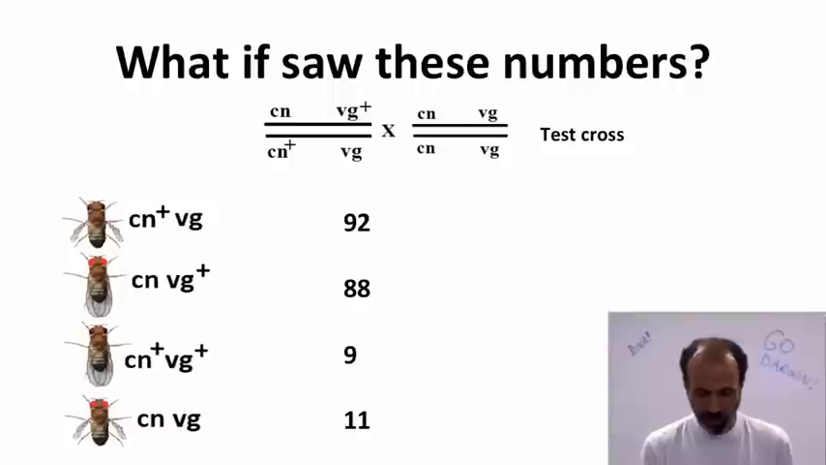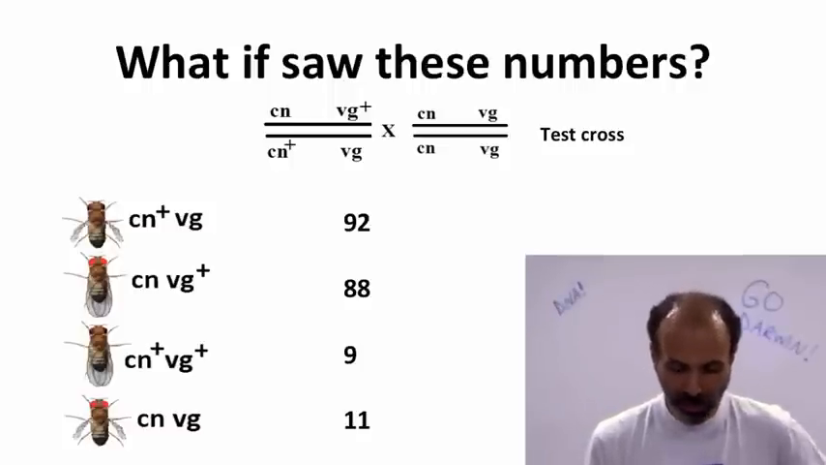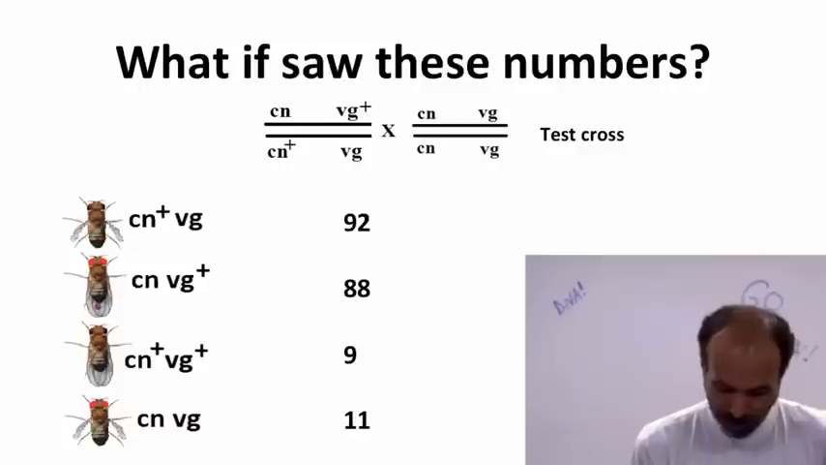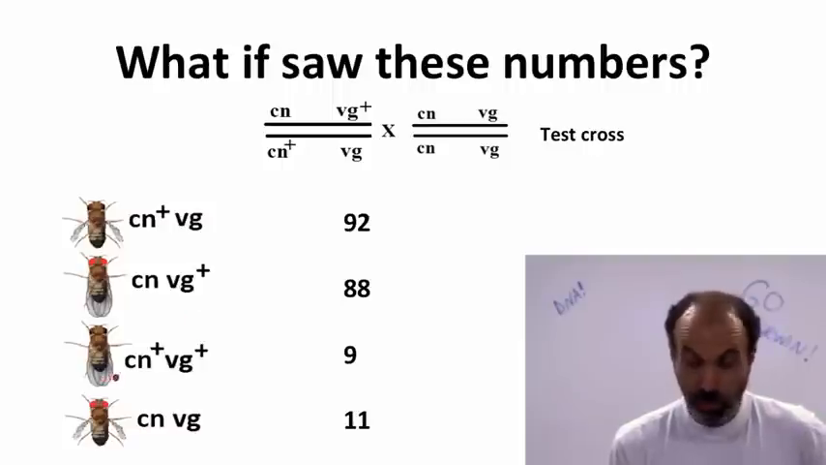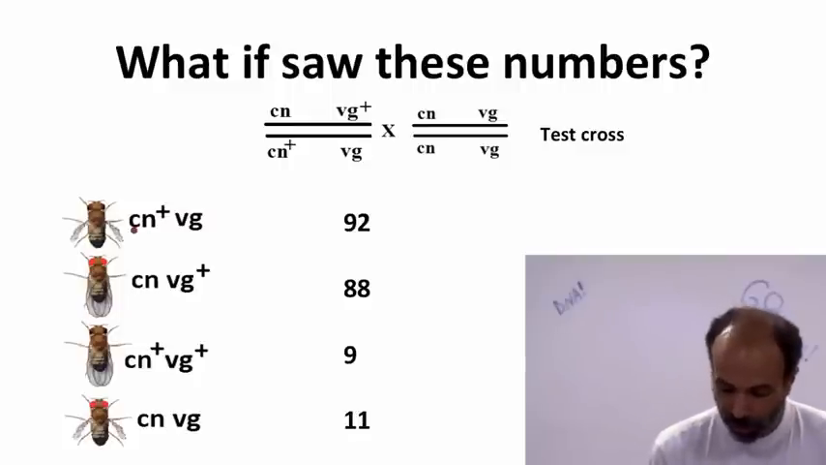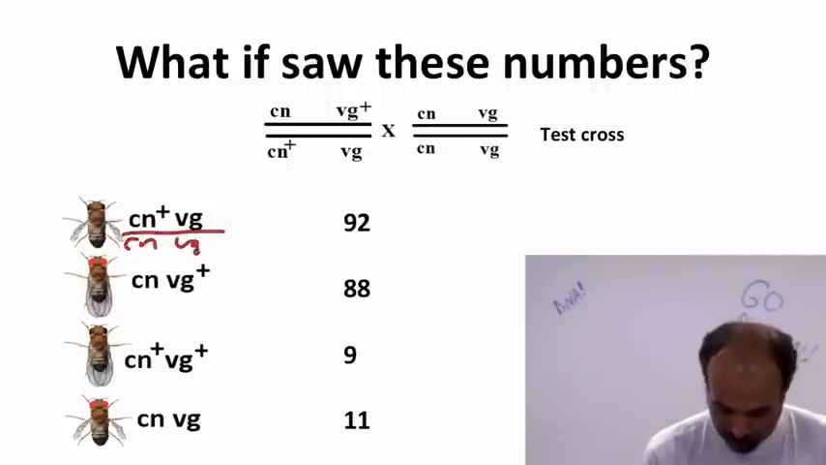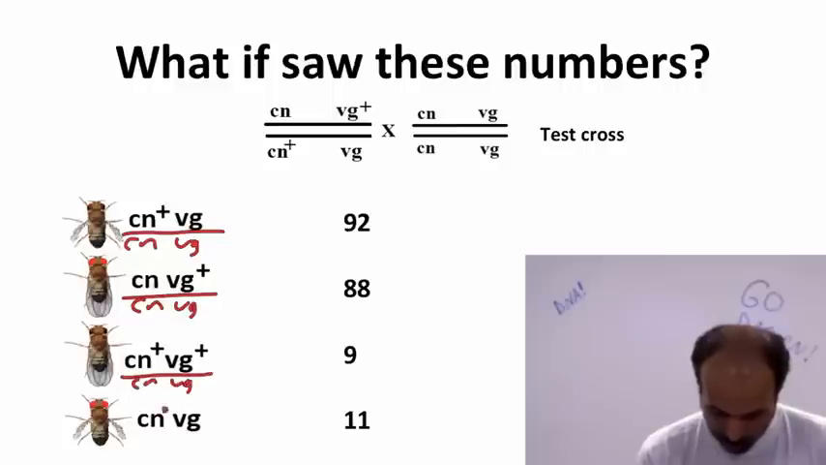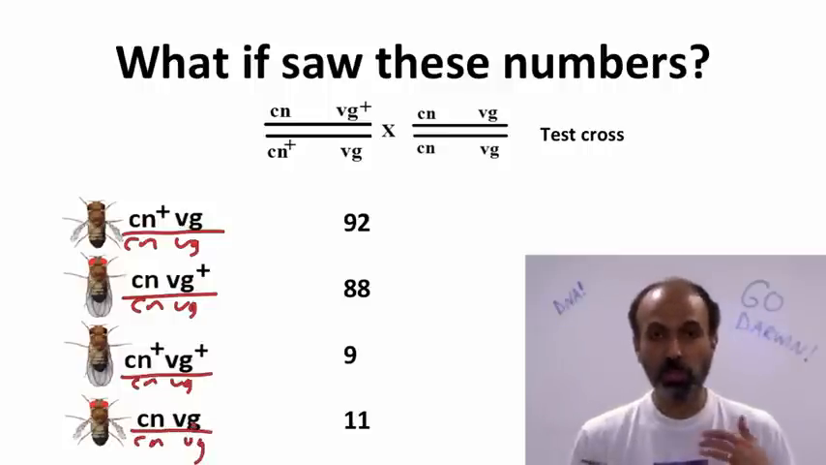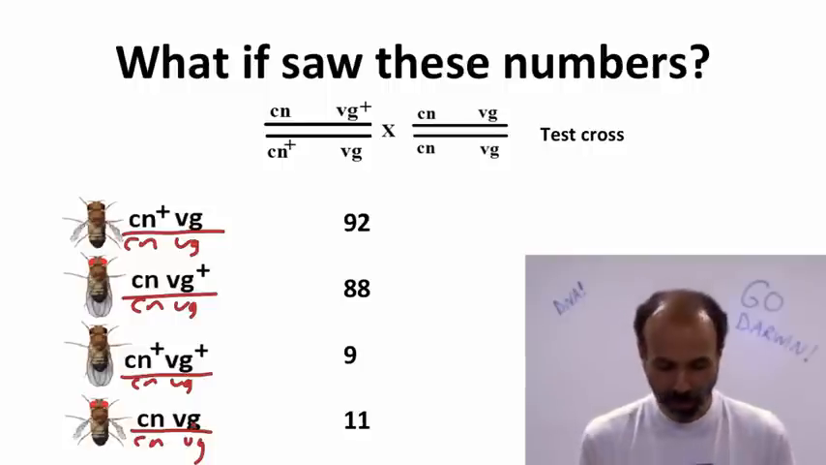But let's put in some numbers here. Let's say that you were counting flies. This top fly here has normal eyes but vestigial wings. The next one has cinnabar eyes but normal wings. The next one is normal at both, and the bottom one is mutant at both. In this case, they all have the mutant copy from their dad. This is that test cross, so they're all over CN VG. Because they are diploid, they do have two copies of everything, but what I drew here was just to depict the phenotype, or how they look.